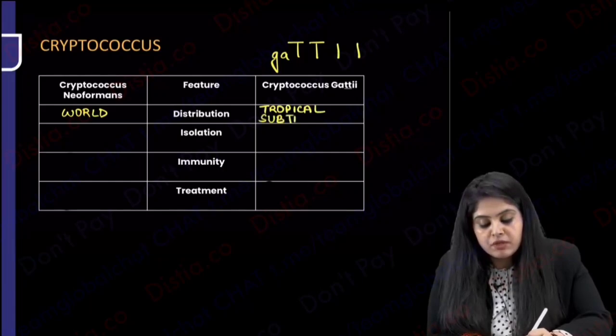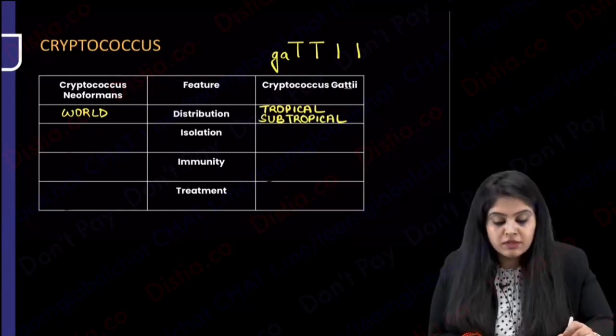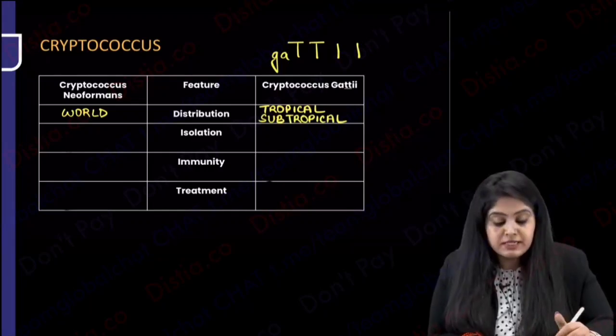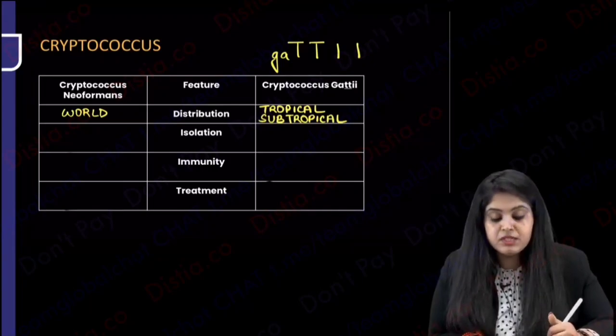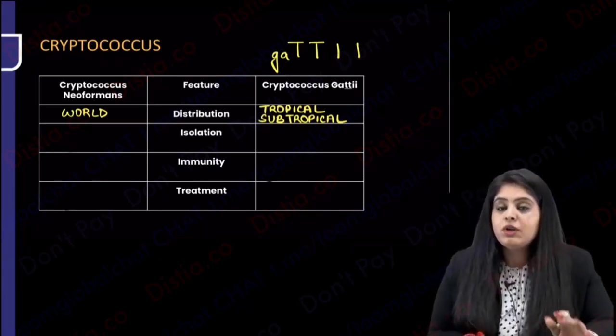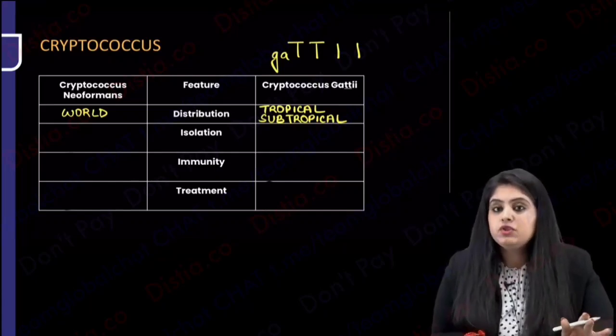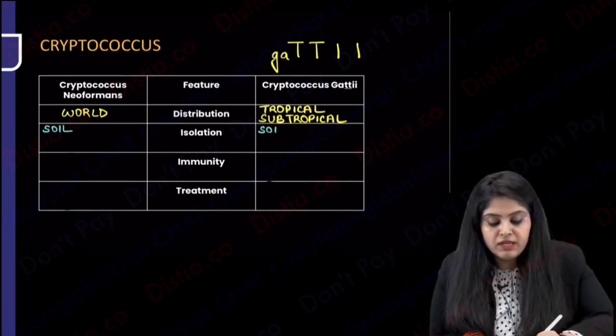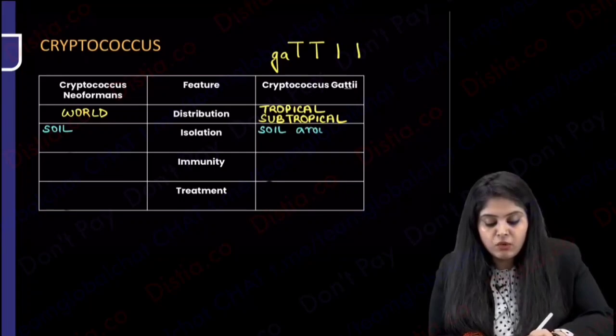So tropical words are going to come across tropical and subtropical regions. Next, please remember, when you're talking about the isolation, where are you going to find it? Very important. One of them is found in the soil around the trees. One of them is found in the soil with pigeon droppings. Ultimately, both of them are coming from the soil, but one of them is found in the soil around the eucalyptus tree.